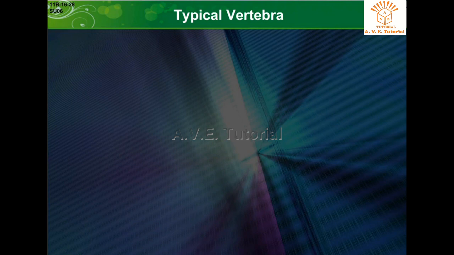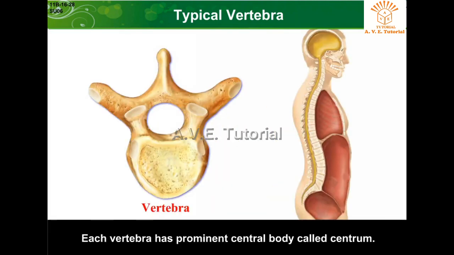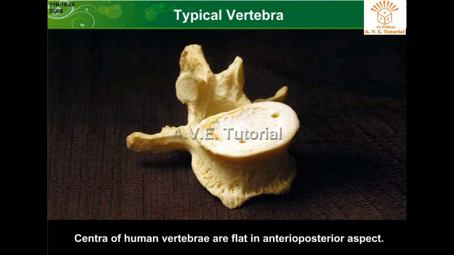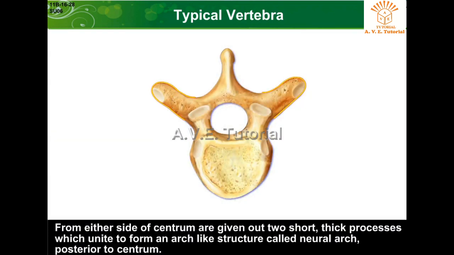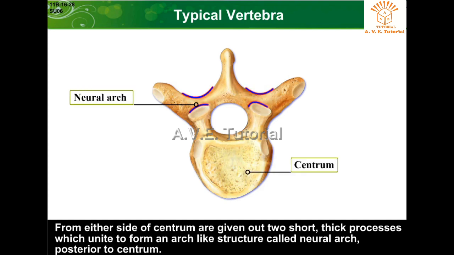Typical vertebra. Each vertebra has prominent central body called centrum. Centra of human vertebrae are flat in anterior-posterior aspect. Hence, human vertebrae are amphiplatian. From either side of centrum are given out two short, thick processes which unite to form an arch-like structure called neural arch posterior to centrum.